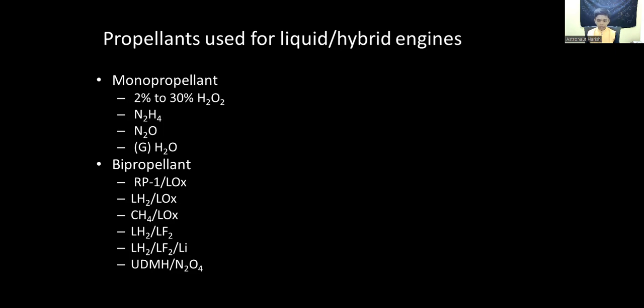liquid hydrogen and liquid oxygen, also known as Hydrolox, liquid methane and liquid oxygen, also known as Methalox, liquid hydrogen and liquid fluorine, liquid hydrogen, liquid fluorine along with lithium. For some other engines, we use hypergolic propellants such as UDMH and nitrogen tetroxide. UDMH stands for unsymmetrical dimethyl hydrazine.